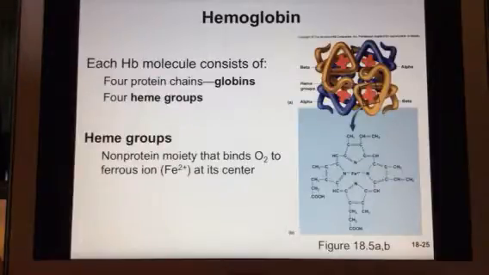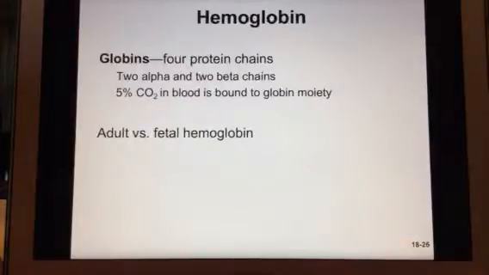Looking up close at the hemoglobin, each hemoglobin molecule has 4 protein chains and 4 heme groups. Those groups are what allow the binding of the oxygen. Each group can bind 1 molecule of oxygen, so each hemoglobin is able to carry 4 oxygen molecules at once. And then the protein chains are important in carrying the carbon dioxide. Your book talks in more detail about the difference between adult hemoglobin and fetal hemoglobin in the types of protein chains, but you can read about that; we're not going to spend too much time on it.